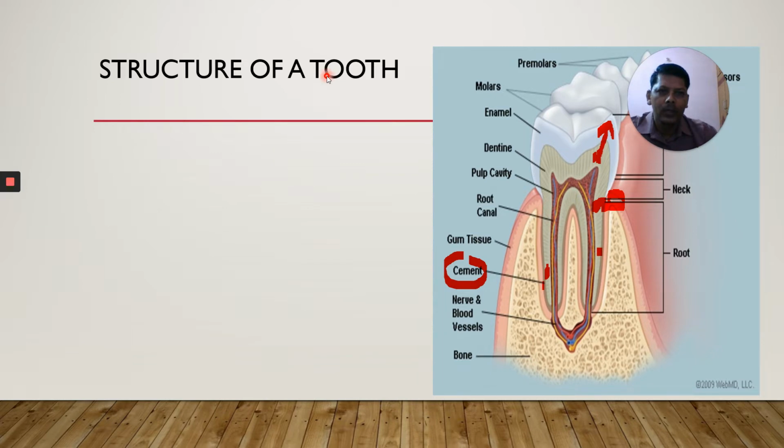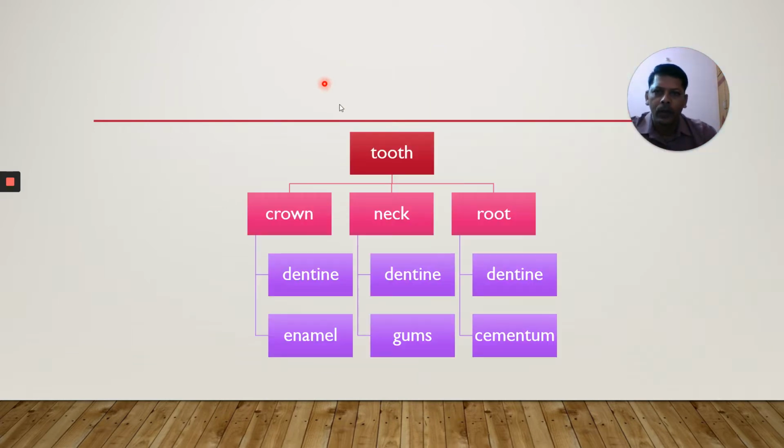Our topic is the structure of the tooth. If you observe this flow chart, you will get a broad idea about the structure of the tooth. The structure of the tooth is very important. I request you to draw the diagram of the structure of the tooth. A tooth has basically three parts. What are these three? Crown, neck, root.